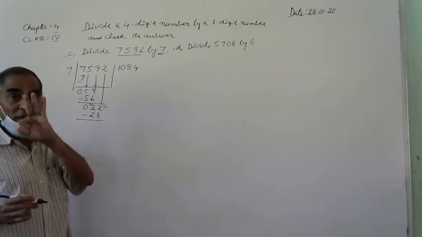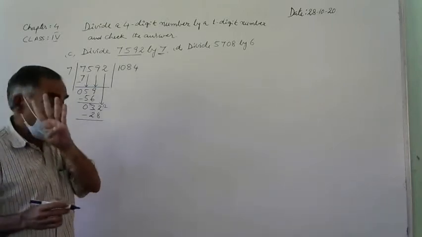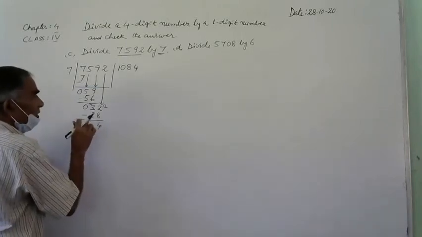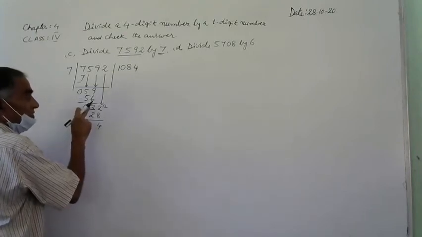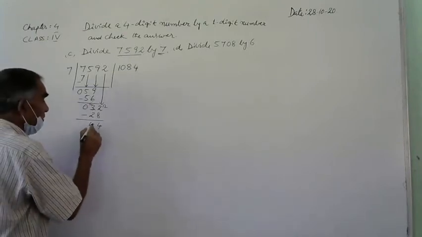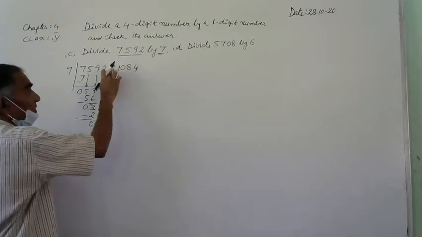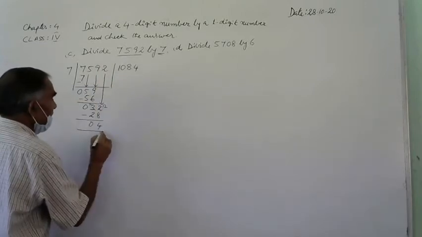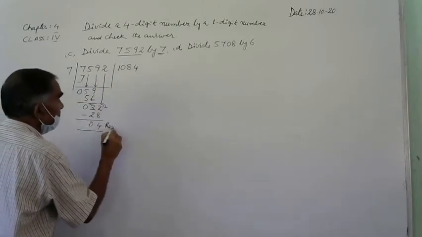9, 10, 11, 12. How many? 4. Then you come to the tens place. How many tens left? 2 tens. 2 minus 2, 0. Is there any number left in the dividend? No. Then it is the remainder.